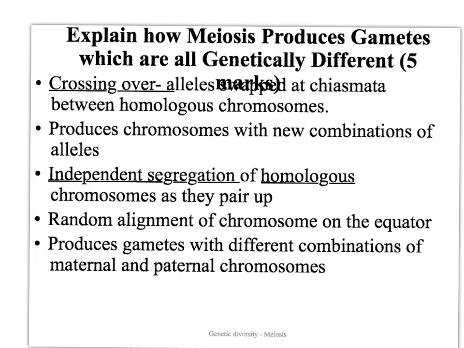So you've got crossing over, where alleles are swapped at chiasmata between homologous chromosomes, and that produces new chromosomes with new combinations of alleles. Second way is independent segregation, where it's random alignment of chromosomes on the equator, where the bivalents line up. And that produces gametes with different combinations of maternal and paternal chromosomes.